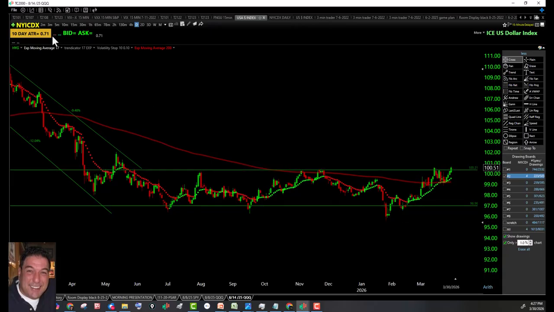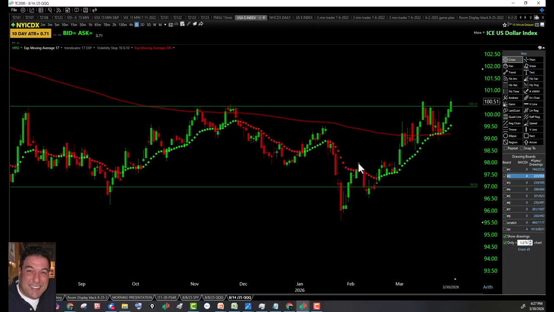So the U.S. dollar index is in a daily uptrend because there's a high, there's a higher high, there's a low, there's a higher low, and here's some more higher lows. So we're in an uptrend currently on the U.S. dollar index right there.